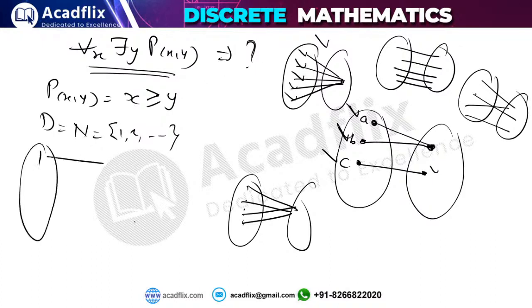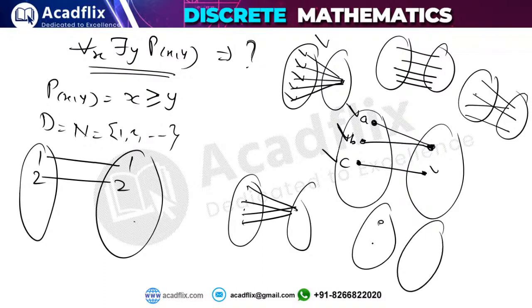For one there is one. For two there is one, and remember, for two there is one also. We are only interested that for everyone there must be at least one. This situation will also work. Let's assume there are two people here, this situation will also work, because we are only interested in everyone having at least one.